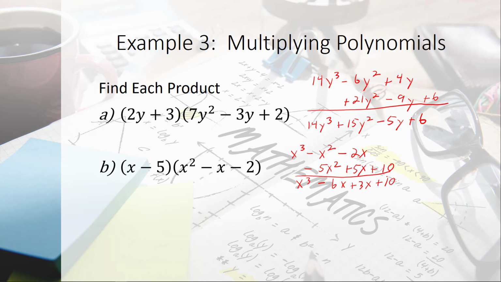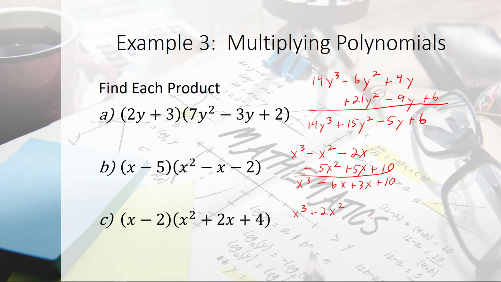plus 10. And then finally, we have x minus 2 times the quantity x squared plus 2x plus 4. Again, I'm going to take the x squared, multiply it by each of the terms of the trinomial, and that will give me x times x squared, which is x cubed. x times 2x is positive 2x squared.